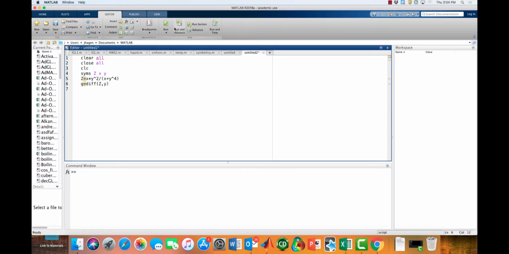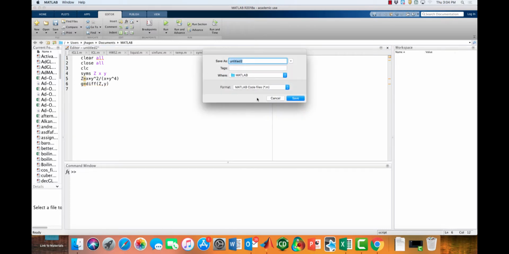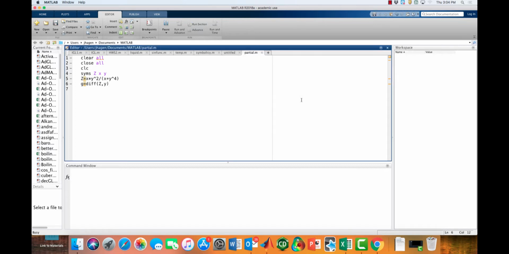Okay, so we could run this script. If we run it now, let's give it a name. We see that it takes our function and takes the derivative of it. Now let's say we wanted a numerical value for g at certain values of x and y.